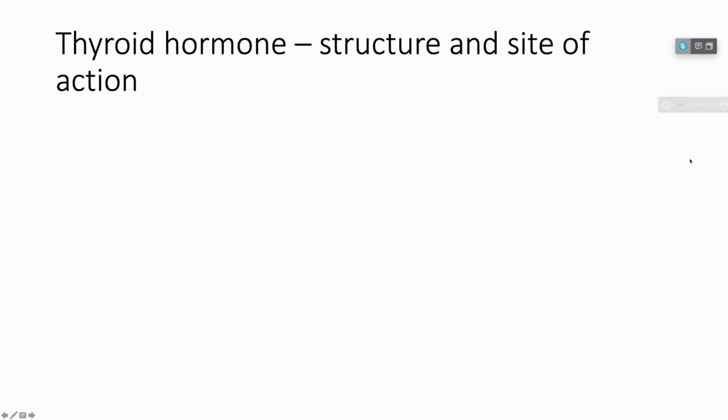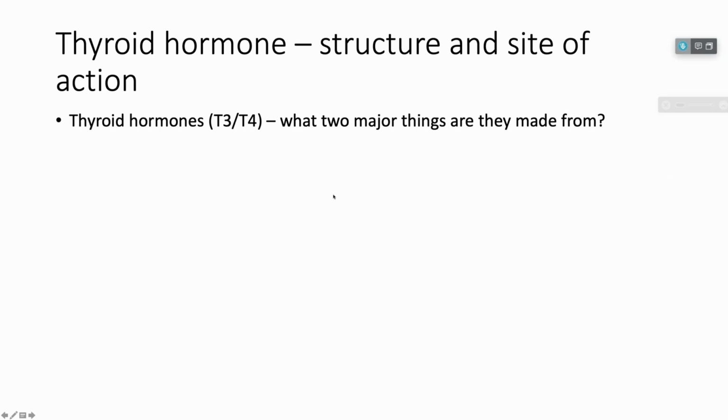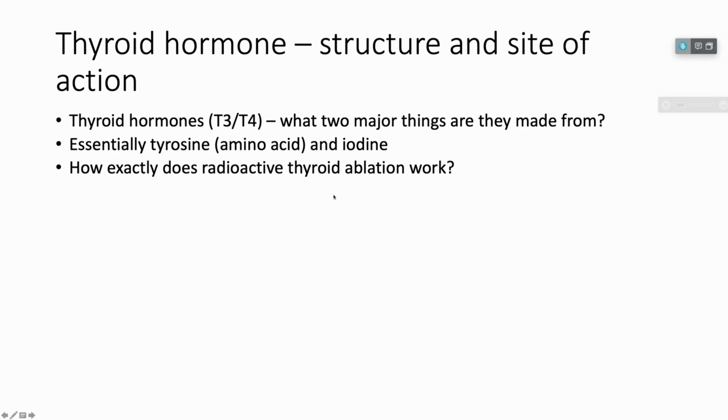So perfect. Next, let's go to Danielle. Danielle, can you tell me again, what are the 2 major things that thyroid hormones are made from? They're made from tyrosine and iodine. Perfect. Tyrosine and iodine. Great. And so how exactly, Danielle, does radioactive thyroid ablation work? I'm not sure. I never really understood how radioactive thyroid ablation works. It's just something I know. We know that we do it, but we don't know why.